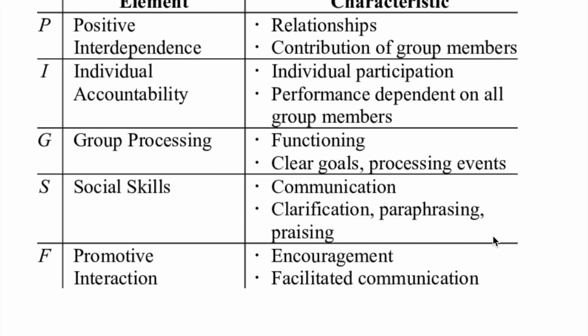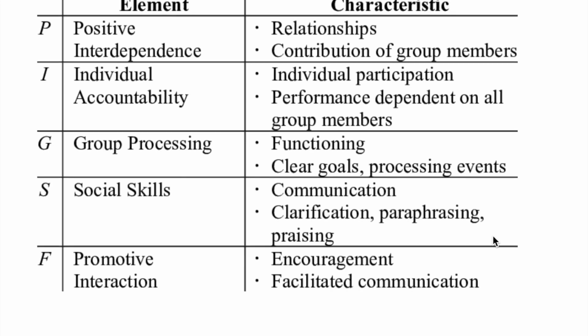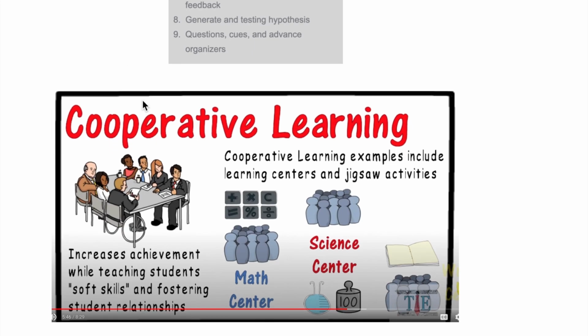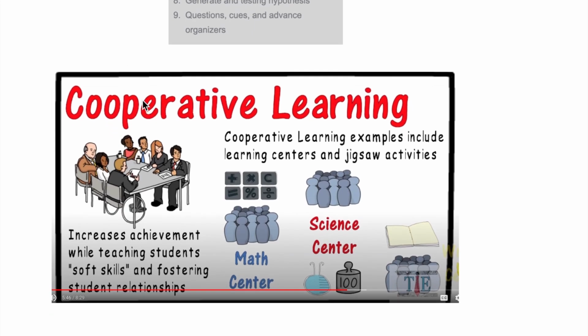And then promotive interaction is about encouragement and facilitated communication. So encouragement is, if they work together, it means they will be dependent on the success of the others. So their success is nothing if the others are not successful. And so by grouping them, we are encouraging them to ask other students to do well as well. Okay. So basically, that's all about cooperative learning.